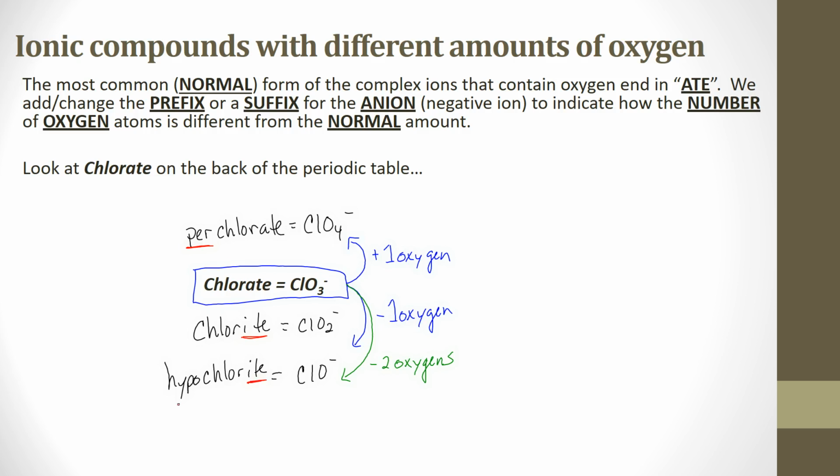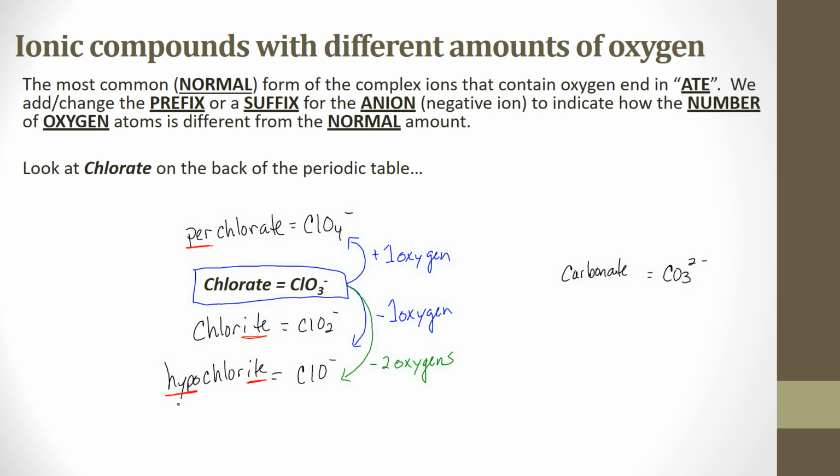And so we kept that ending, we just added the prefix hypo to it as well. So this is the pattern. I can't give you every possible option, but we could follow this pattern for anything. So let's say we wanted to talk about carbonate. If you have CO3 and it's a 2-, this is called carbonate.